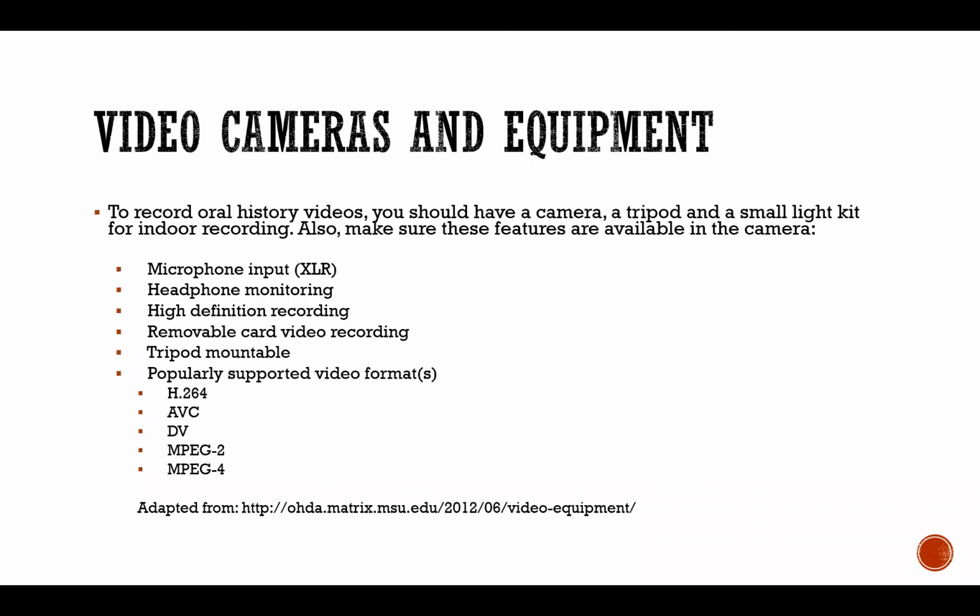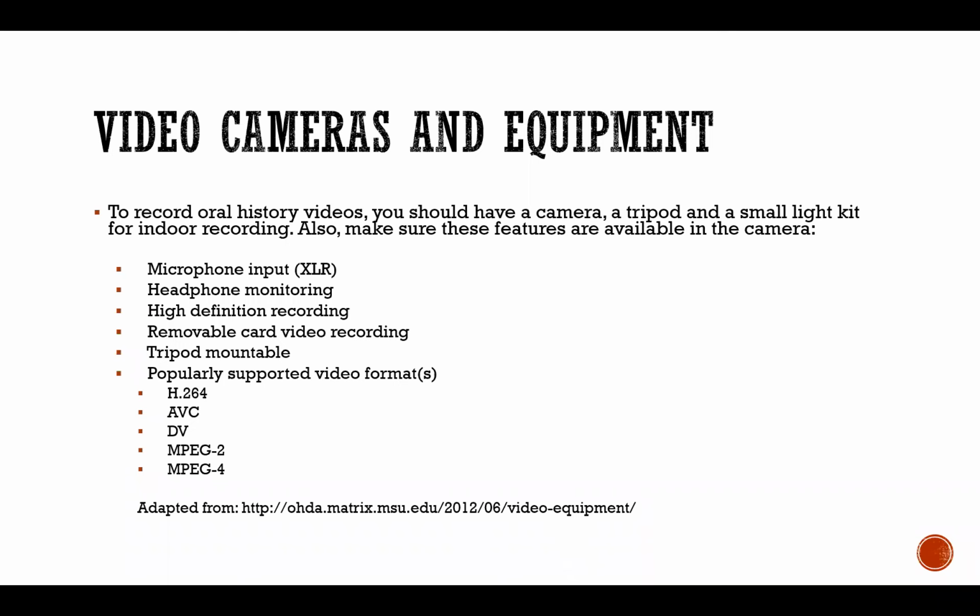So we haven't really talked much about video yet, but I wanted to bring that up. Video cameras and equipment, I'm not going to give a particular recommendation, but I will say these are the kinds of things that you should look for if you're going to buy a video camera. You want to make sure that it has that microphone input with the XLR connection, headphone monitoring, high definition recording, removable cards for extension of your storage, mountability on a tripod.